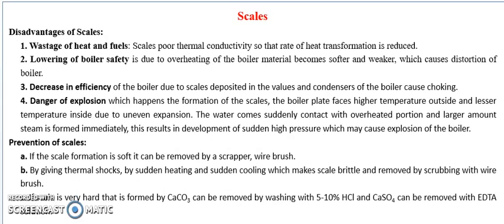Now, disadvantages of scales. First is wastage of heat and fuel. Scales have low thermal conductivity, so the rate of heat transfer from the boiler to the water inside is greatly decreased. In order to provide a steady supply of heat to water, excessive overheating is done, and this causes an increase in fuel consumption. The wastage of fuel depends on the thickness and nature of the scale.